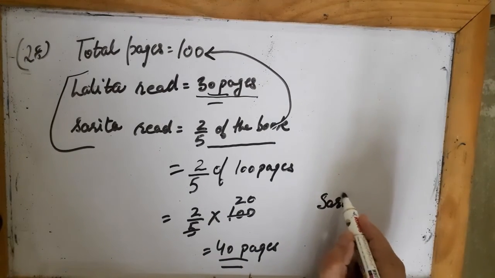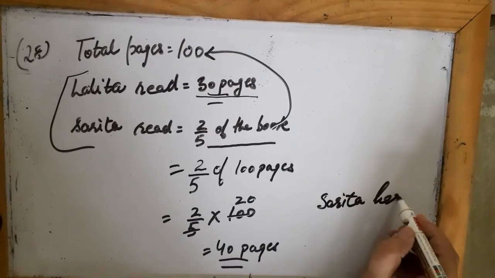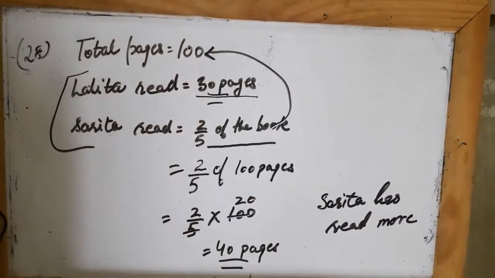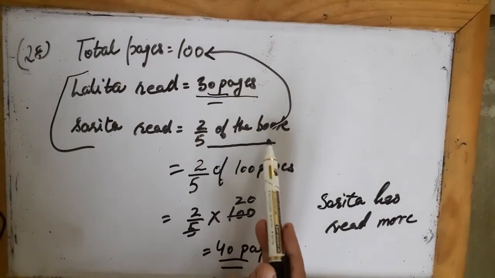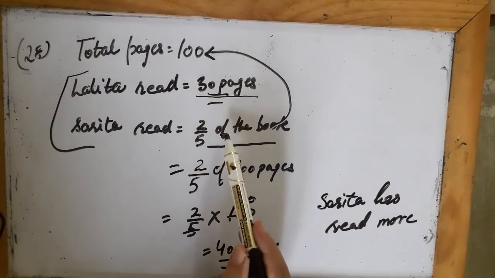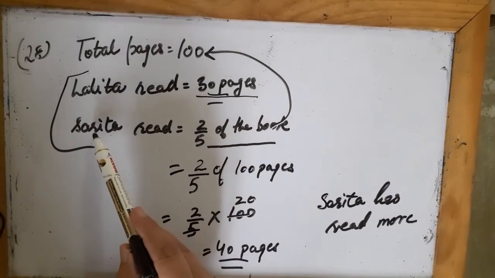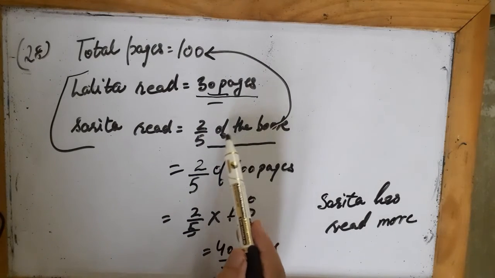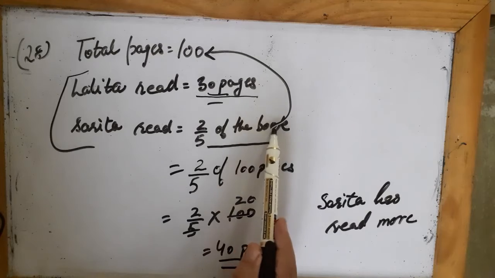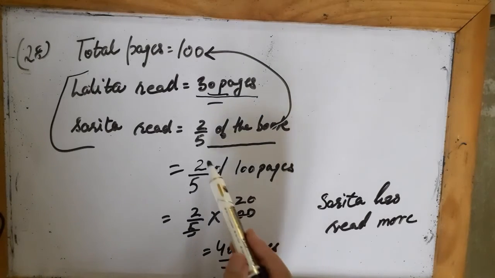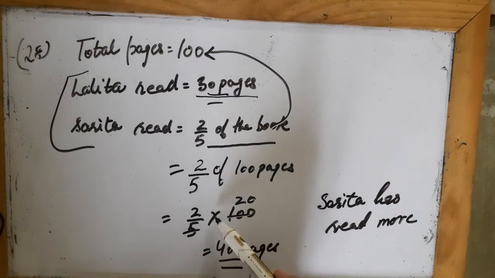It means Sarita has read more, because she read 40 pages while Rita read 30 pages. So how did I take out these 40 pages? They are saying Sarita read 2 by 5 of the book. Of means multiply, and the book means the number of pages the book had, because we are talking about the pages. So 2 by 5 of 100 pages.